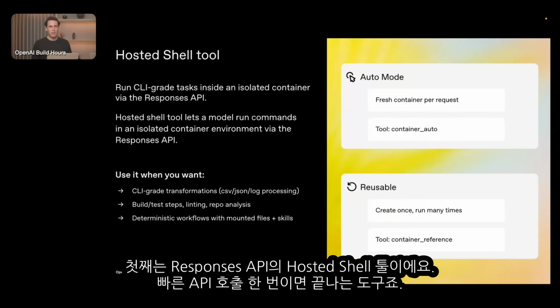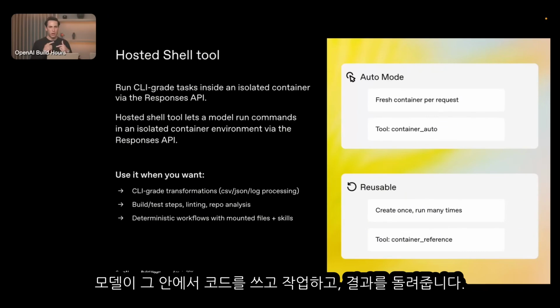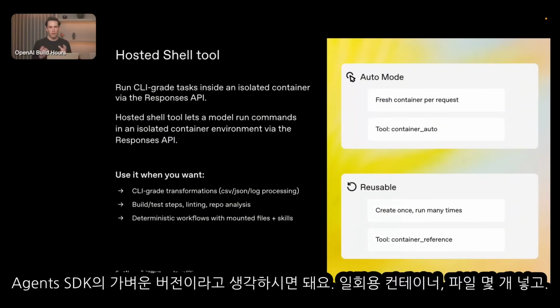So the idea here is I want to make just a quick API call. I want to provide some files there that I want the model to do something with. Behind the scenes, we're going to spin up a container, load that up with the files that you've asked us to. The model can write code, do some stuff in that container, and then return the results back to you. So think about this as like a lightweight version of the Agents SDK.